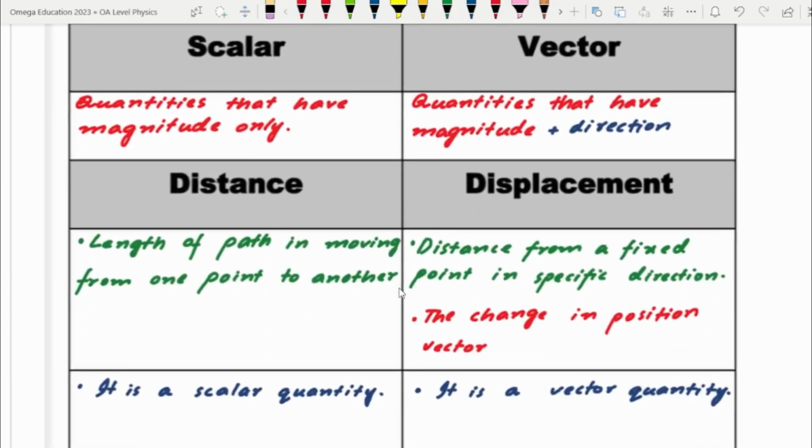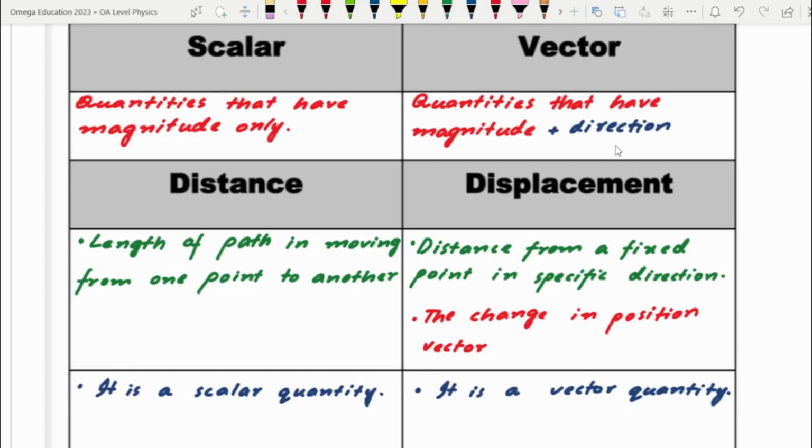The next one we have is distance against displacement. So once again, we're going to fast forward this. Distance is the length of the path as you move from one point to another. Whatever track you have covered, if you measure the length of that track, that would be the distance. However, distance covered in a specific direction from a certain point is called displacement, or in simple words, the shortest distance between two points.